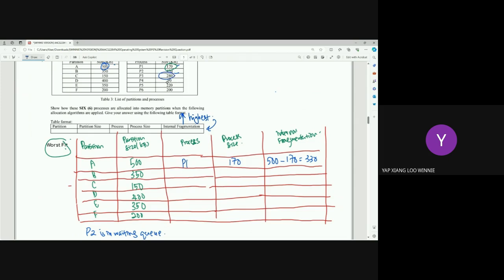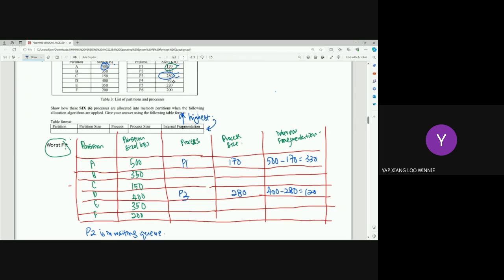Now the next one. P1, P2 are settled. P3 is 280. Same as before, among all of these, you choose the one that gives the highest difference, the highest fragmentation. So process 3 is definitely going to be 400. You just choose the highest value to keep it simple. So here you fit process 3, value of 280. Your fragmentation will be 400 minus 280, so you get 120. Okay, and process 3 is done.